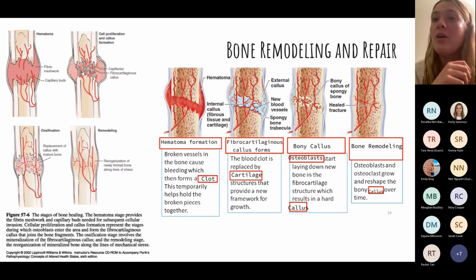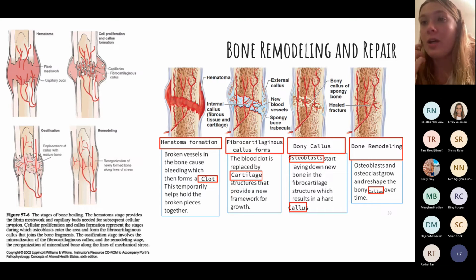But essentially, we have this formation of our hematoma, which is going to end up forming a clot to help keep everything together and promote healing. After this clot forms, we're going to have this callus that forms as well. The callus is more of our structural protective network that's going to help promote growth and healing, and it helps stabilize everything. Essentially, this cartilage turns into that bony callus.